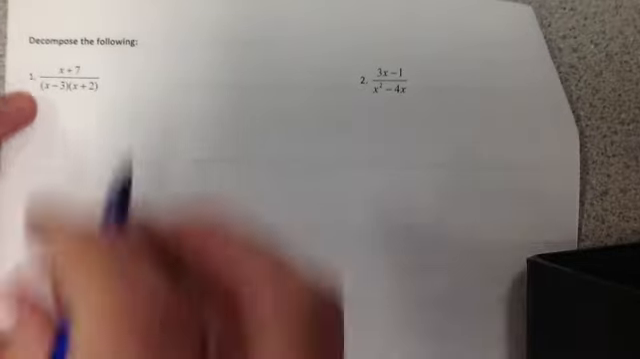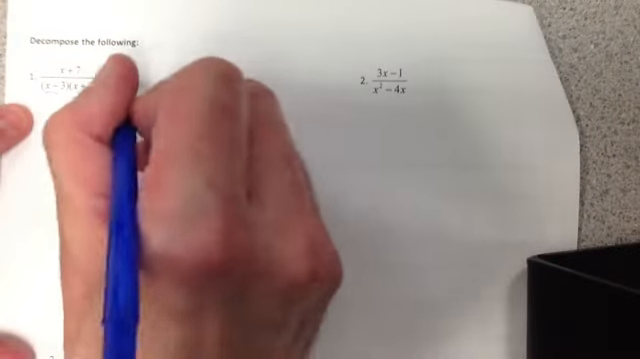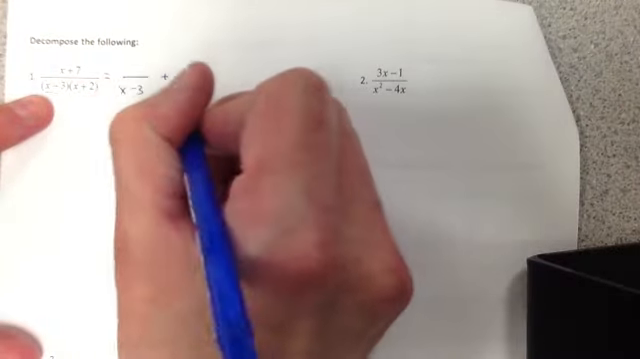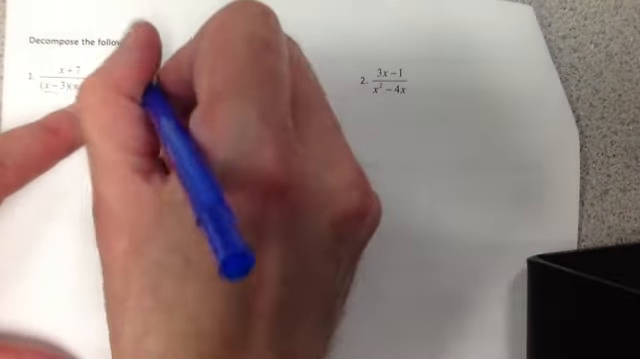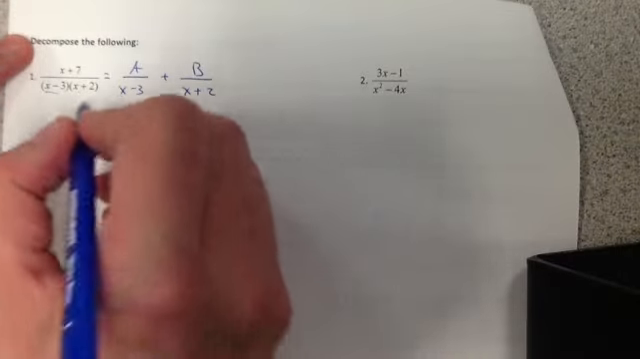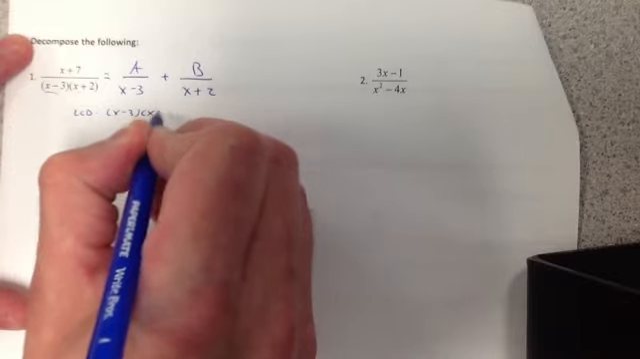So for example number 2, we're going to do the exact same thing. I'm going to write this. I have two factors, so I need two fractions. Each one, x minus 3, x plus 2. Now I need an a above here and a b above there. And I just multiply by my LCD, which is the x minus 3, x plus 2.